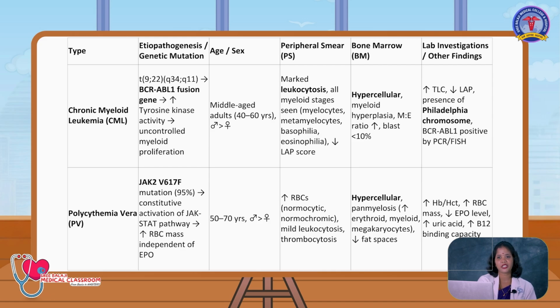In lab investigation, the total leukocyte count will be elevated, the LAP score will be decreased, and the Philadelphia chromosome will be positive in the cytogenetic study, and BCR-ABL positivity will be seen.